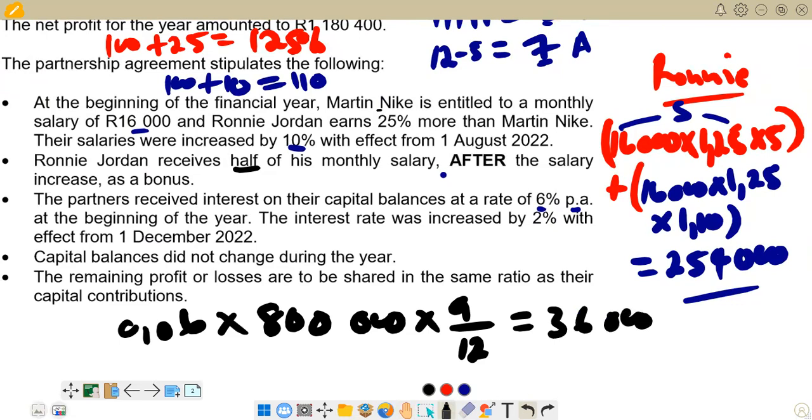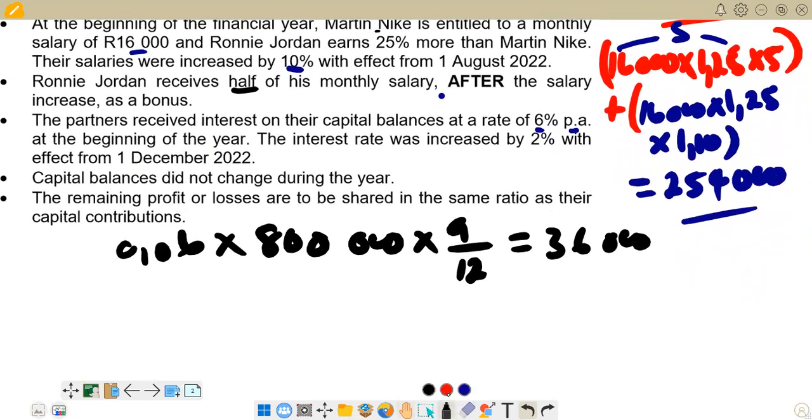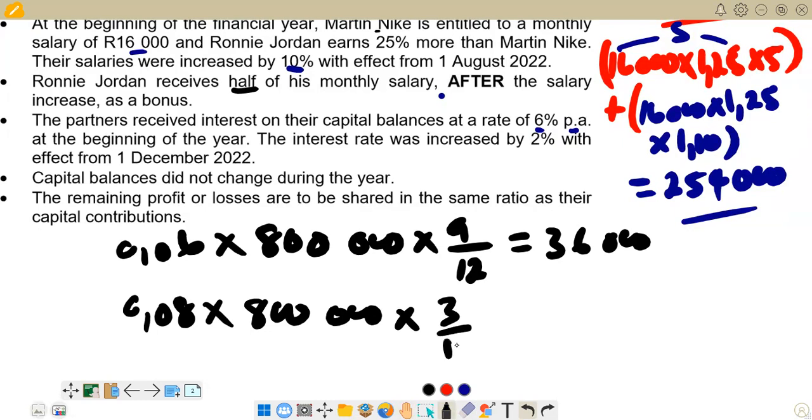So after the increment, it was now 6 plus 2, and it was now 8%. So we are now saying 0.08 times the same capital balance, which is 800,000. Then you multiply by the number of months after the increment, we have 3/12. So we can as well calculate there to see what amount we have. 0.08, then you multiply by 800,000. Then you multiply by 3. The answer that you get, you divide by 12. You get 16,000. So here it's now 16,000.